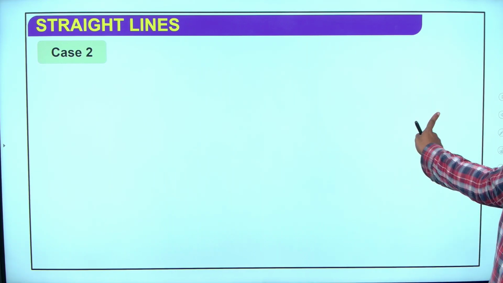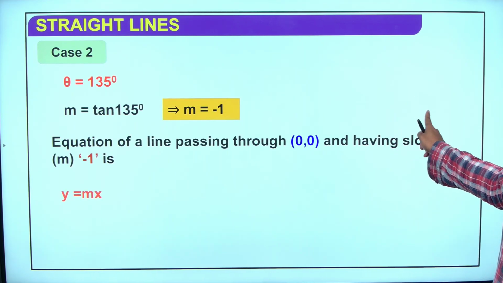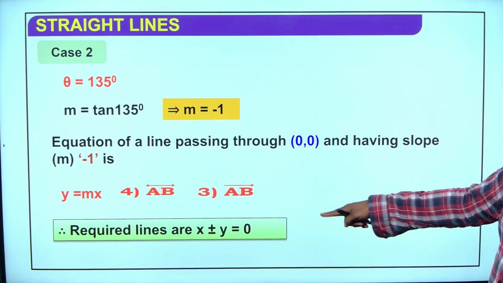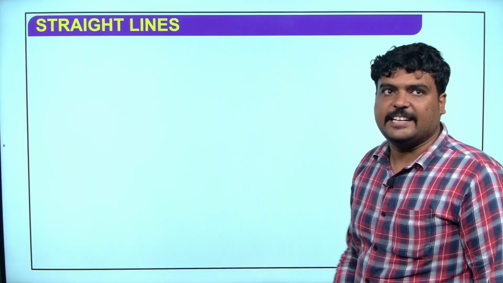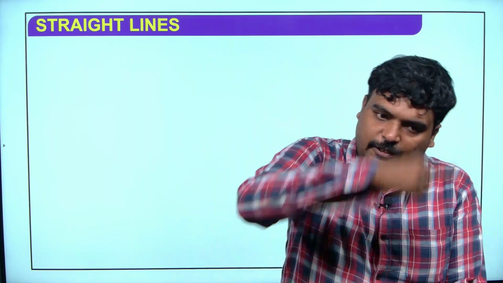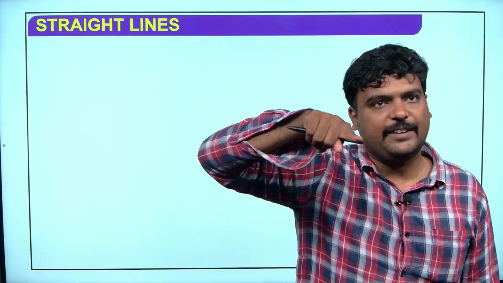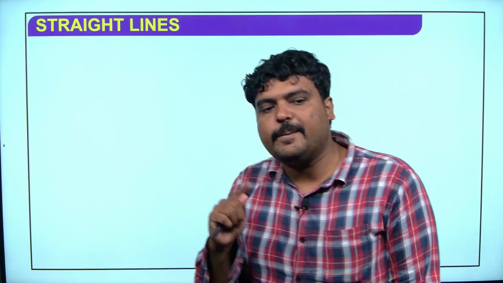Okay. This is the second thing. It can be x plus or minus y actually. See, equal angle, it can be either this way or that way. So there it will be angle 135. For 135, the slope is going to be minus 1. So we want to write the equations as x plus or minus y is equal to 0. Okay.